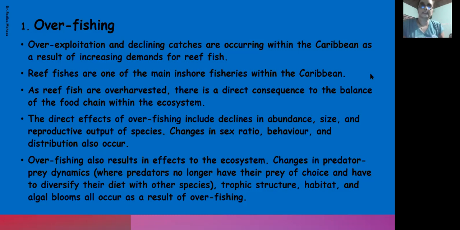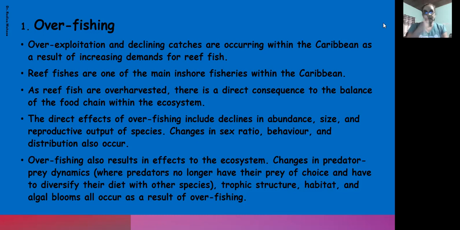Okay? Overexploitation and decline in catches are occurring within the Caribbean as a result of increasing demands for reef fish. So we have a demand in countries where the tourism industry is very big. There's always a high demand for things like lobsters, for example. And reef fishes are one of the main inshore fisheries within the Caribbean. So because of the demand, it's one of the main ones that fishermen try to get into. Things like lobsters tend to sell for a high price.